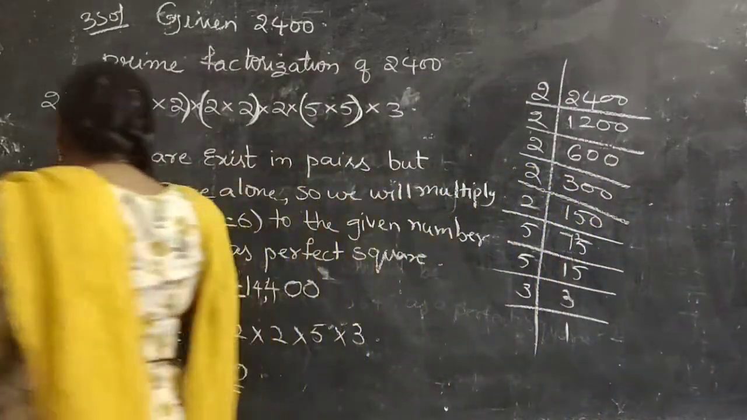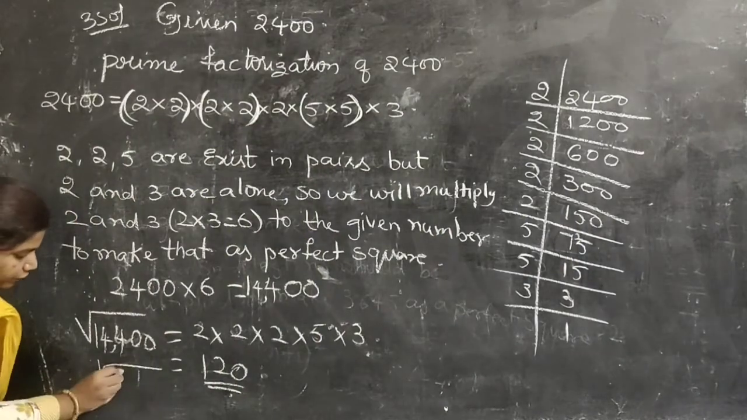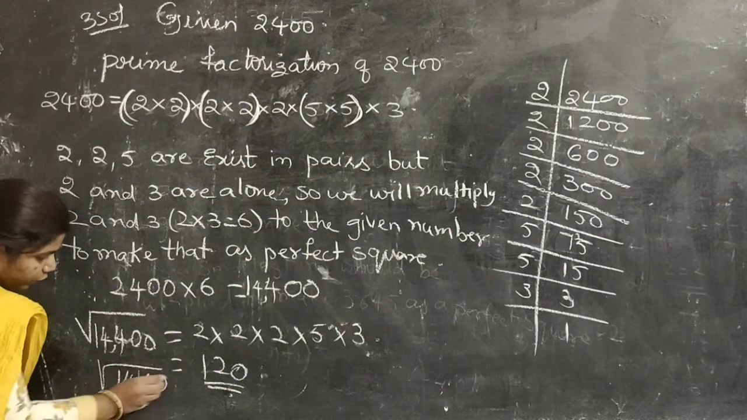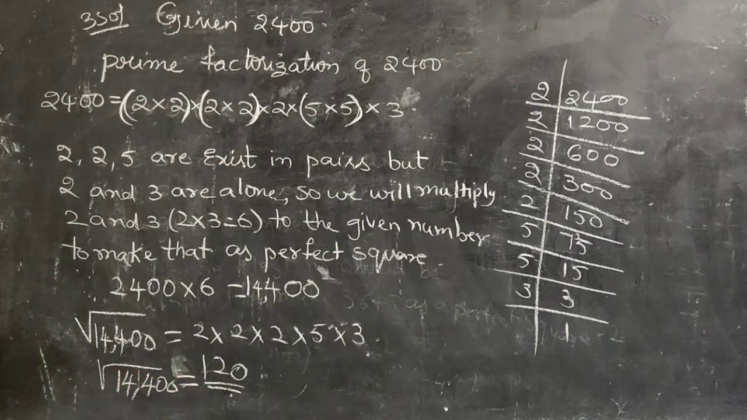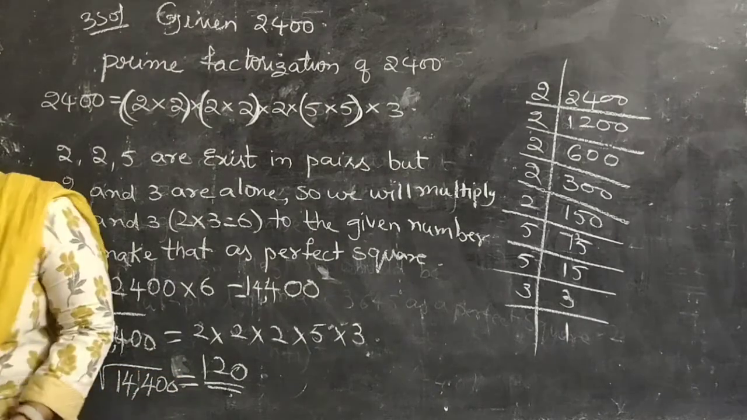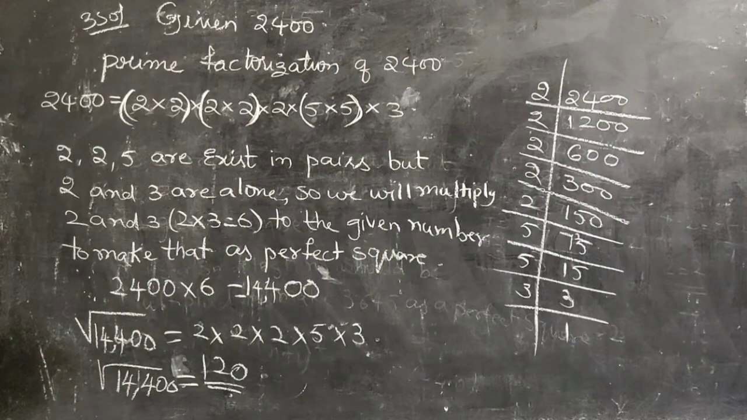So you got the square root of 14,400 as 120. So 120 into 120 will be equal to 14,400. So next one.